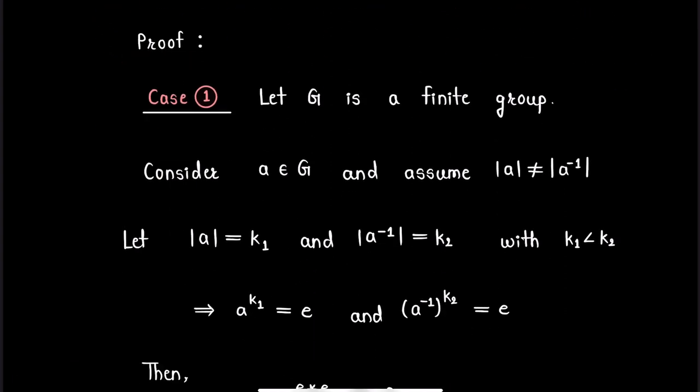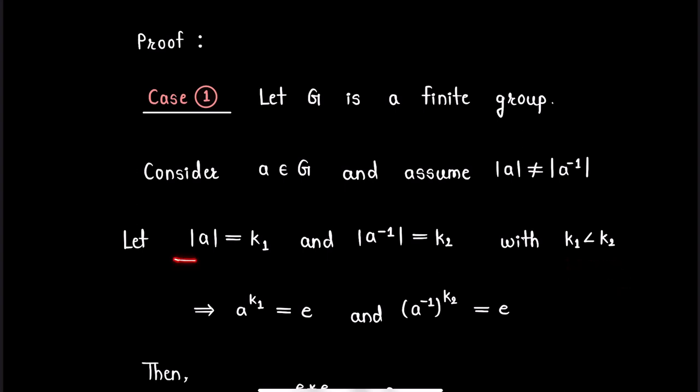Note that as we are going to prove the given result for any general group, we have two cases. The first case will be that our group G is a finite group. Now note that when a group G is finite, all its elements will have finite order. Now consider an element, say a, in group G and assume that the order of a is not equal to the order of its inverse, that is, order of a is not equal to order of a inverse. So let us consider the order of a is k1 and the order of a inverse is k2, with k1 strictly less than k2. We can also assume that k1 is greater than k2.